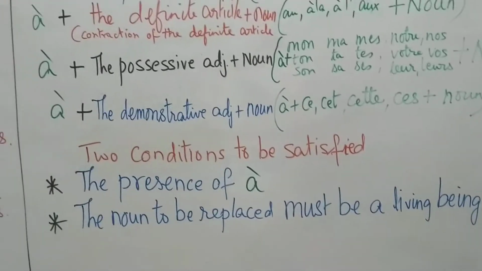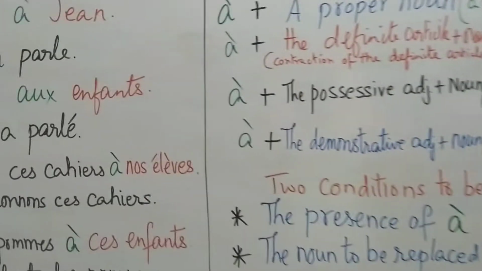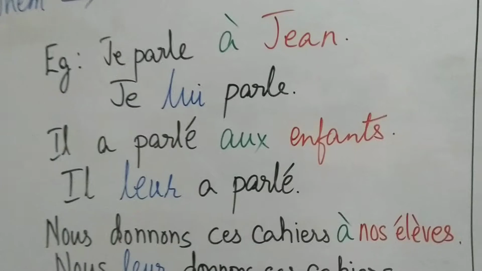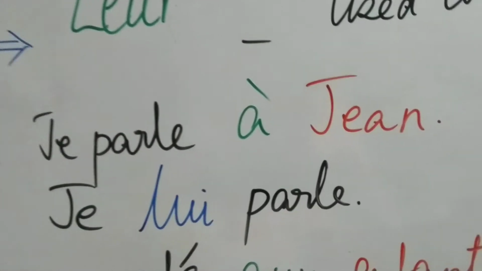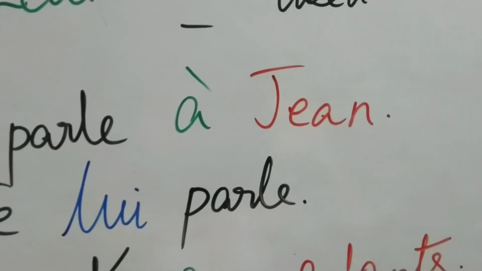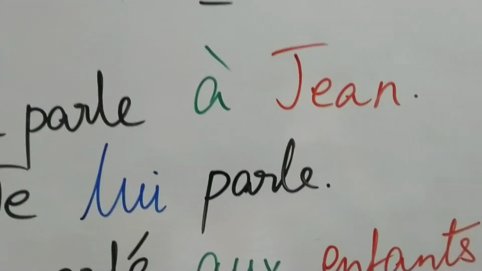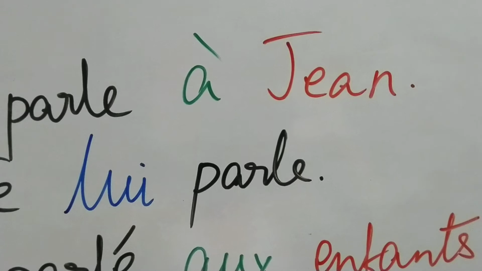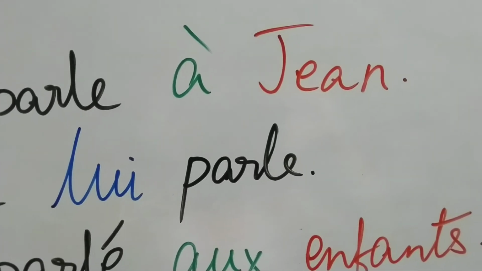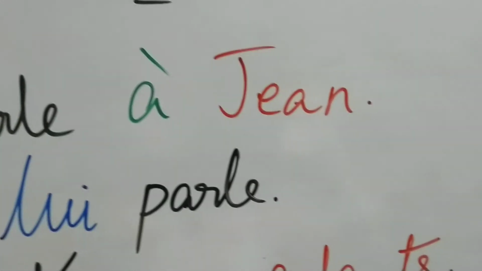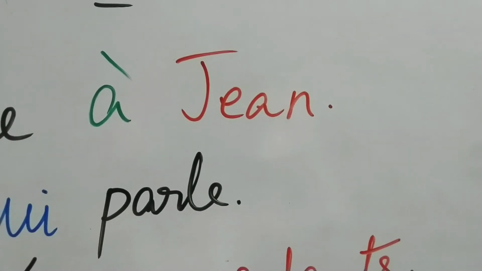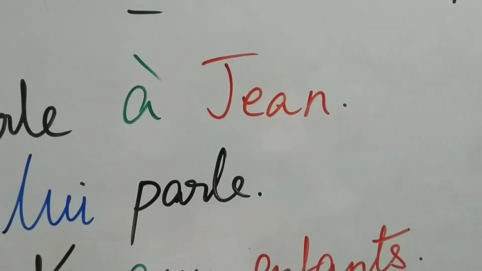So, let us look into a few examples. The first example, je parle à Jean. Here I have written à in green and the noun to be replaced in red. Here the noun to be replaced is a living being. It is the name of a person. It is a proper noun. So, à plus the proper noun will be replaced by the indirect complementary pronoun.